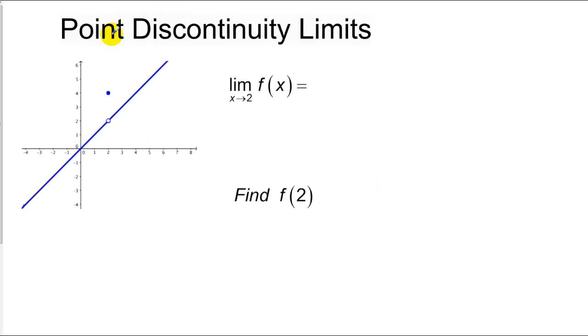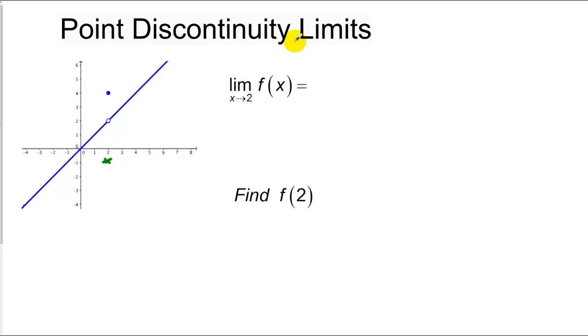Now, when we have point discontinuity, in other words, if we have a hole in our graph, we still look at the same concept in relatively the same way. We're going really close to 2, which is right here for x. We want to know what y is getting close to. Now, limits talk about, as x gets close to one number, what does y get close to, not what is the y value.